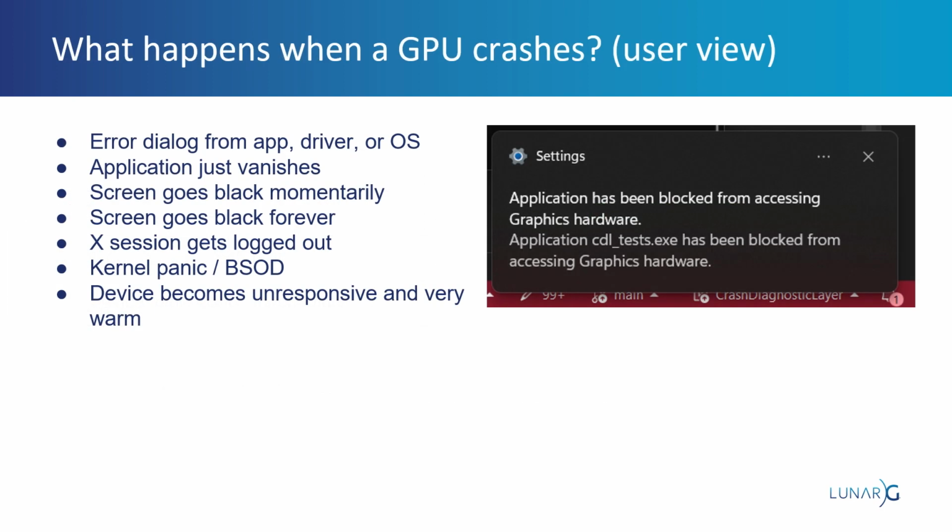So what happens when you crash a GPU? Depends on how well the OS and the driver and the application are working. So you might get an error dialog. You might lose access to the GPU for a while, like my test program does when it crashes the GPU 10 times in a second. That makes Windows angry.